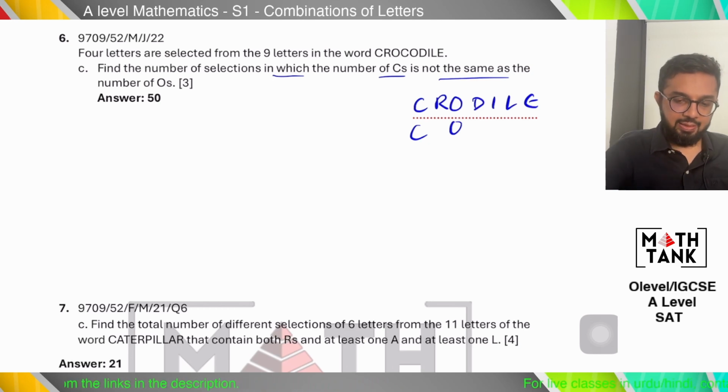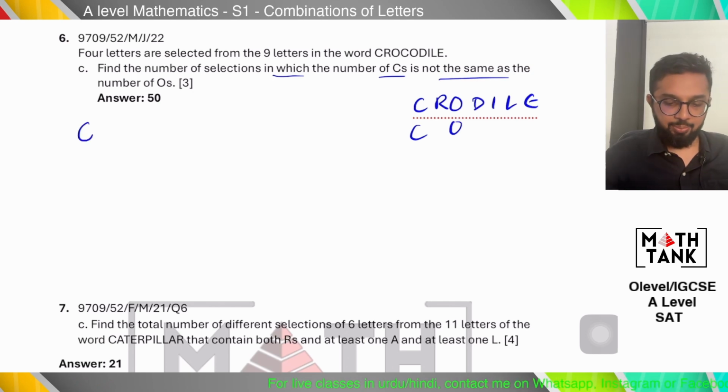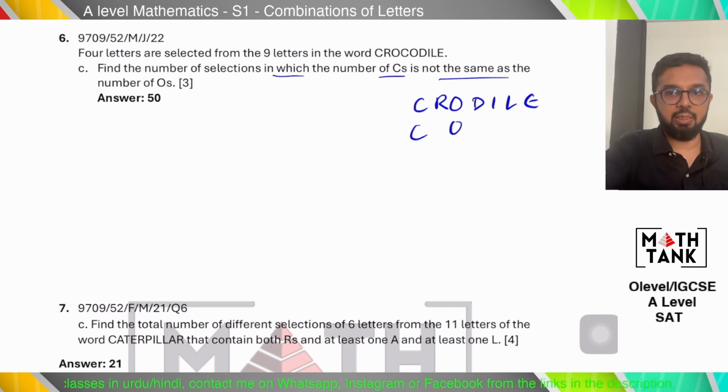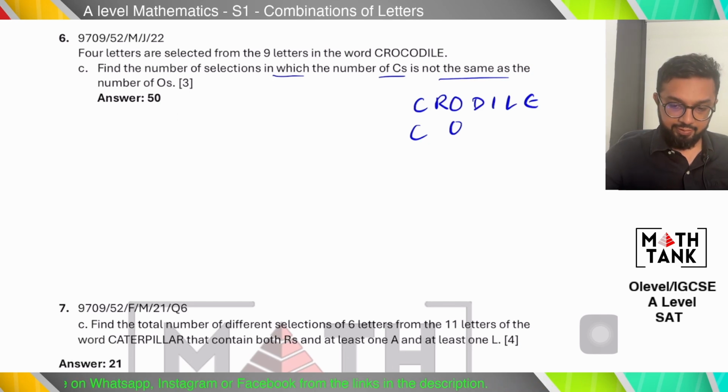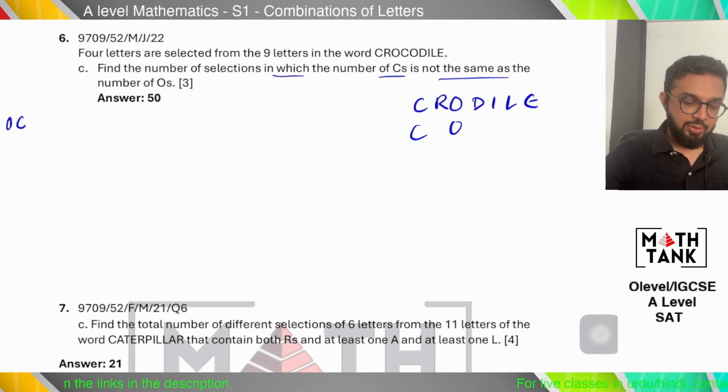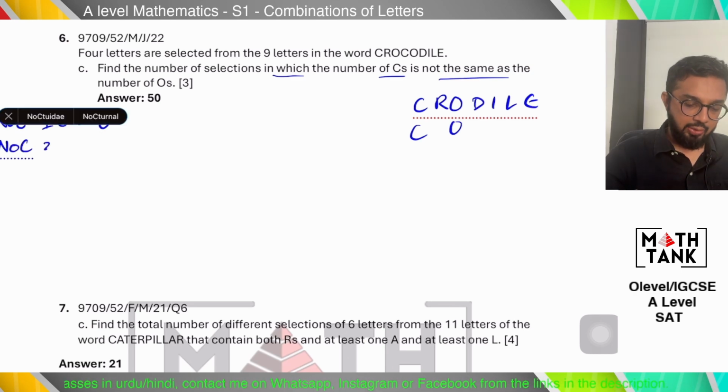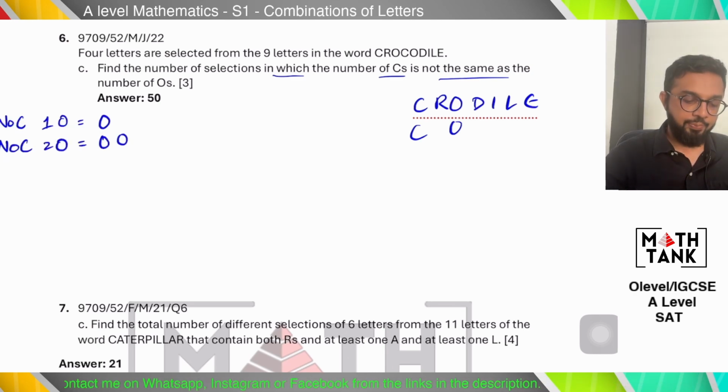Okay, so let's imagine the cases first. The number of C's could be 1 and the number of O's could be 0. So I'm going to list down the cases where the number of C's is not the same as the number of O's. Let's start with 0 C's. Okay, no C's. So no C, 1 O. Okay, so I have O, no C, and 2 O's, so I have O and O. That's it. I think I cannot have any other combination.